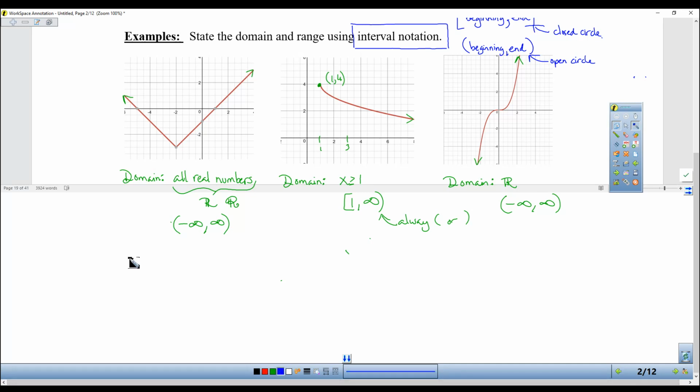Let's do range. Range is all the things that y can be. So on this one, I see that it's starting down here. The x number is negative 2, but the y value is negative 3. And then every other y value is higher than negative 3. So the range would be from negative 3 up to infinity. And since it actually can be negative 3, it gets a bracket. But infinity always gets a parenthesis. The range for the next one.